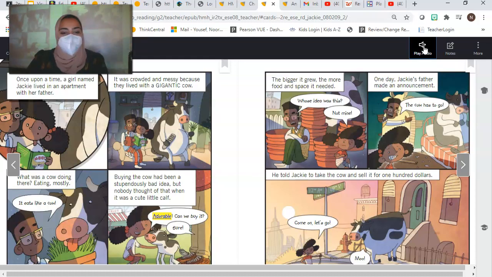Very good. They can't hold remote controls and sit like humans on a couch, right? Very good. Why is this sentence funny? It says, usually when people say that, it is figurative. Oh, I'm sorry. Why is it funny when it says, what was cow doing there? Eating mostly. It eats like a cow.